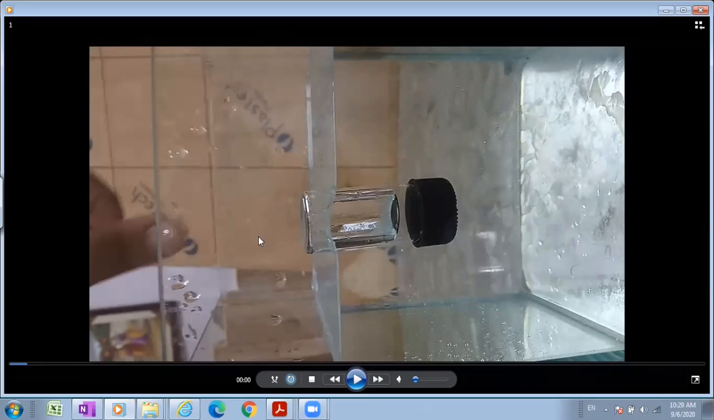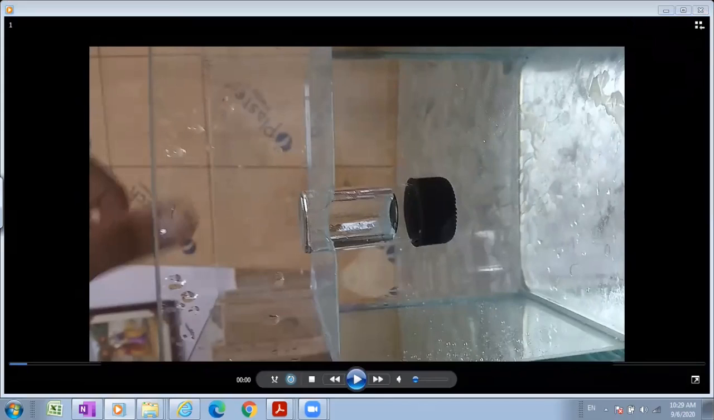Sir, on top of it. On top of it. So we will now see how that happens. So any doubts to anyone? Floating bodies, submerged bodies, and the bodies which sink.